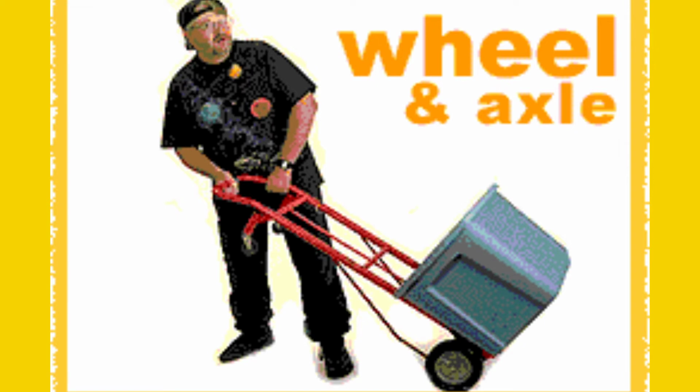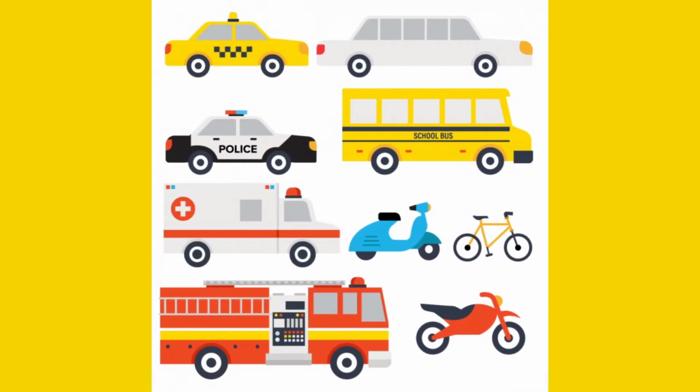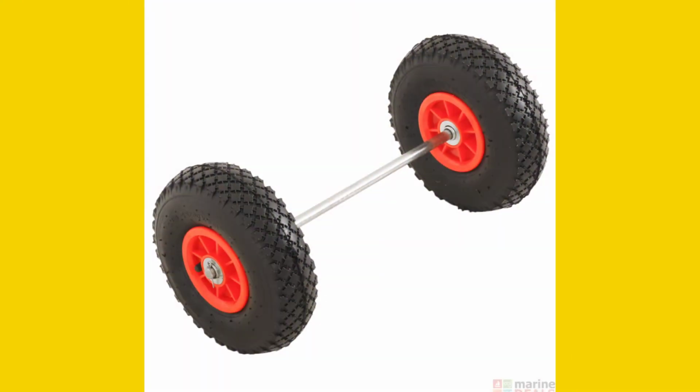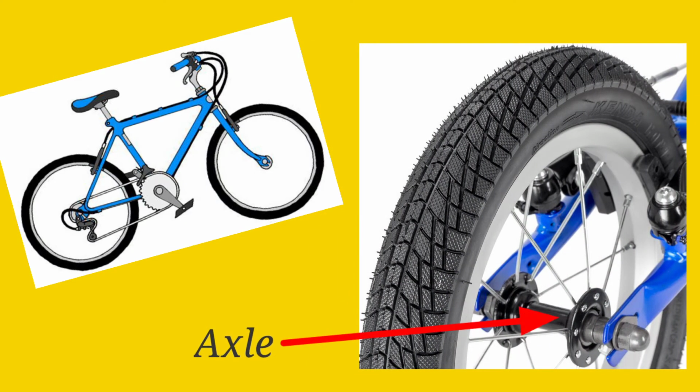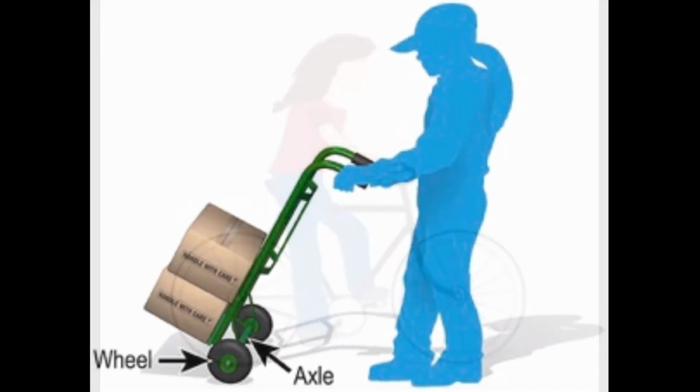Can you think of things that have wheels? Almost all vehicles have wheels. These wheels have a rod connected to them. This rod is called the axle. The axle moves the wheel. For example, bicycle. Bicycle wheels are attached to the axle and we move the axle with pedals, and the faster we move the axle, the faster the wheels move or the cycle moves. Moving heavy objects becomes easier with the help of a wheel and axle.